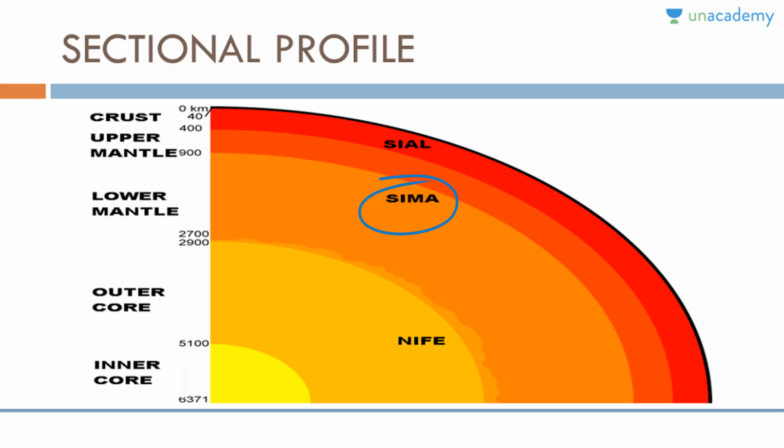The third layer, according to Edward Suess, is NIFE, which is the last layer found in a compact state, and it is made up of nickel and ferrous. This layer extends from 2900 kilometers to the center of the earth, that is 6371 kilometers. The density of this layer ranges between 11 to 13.